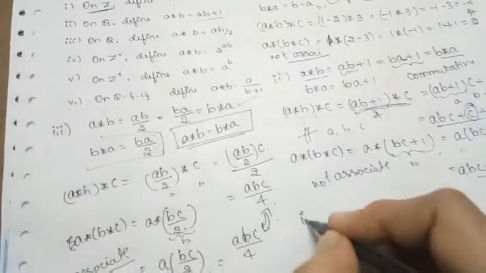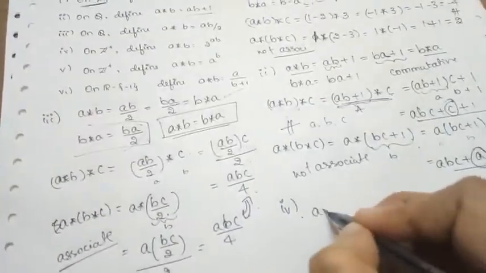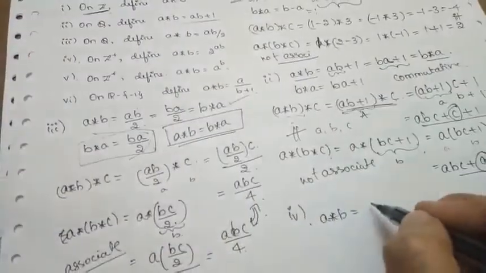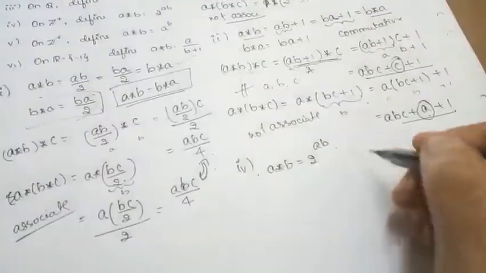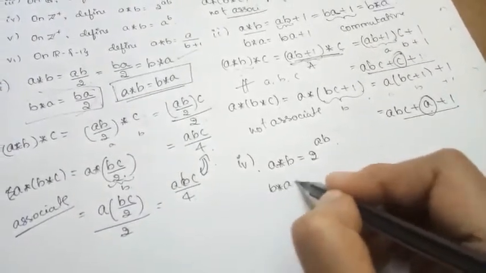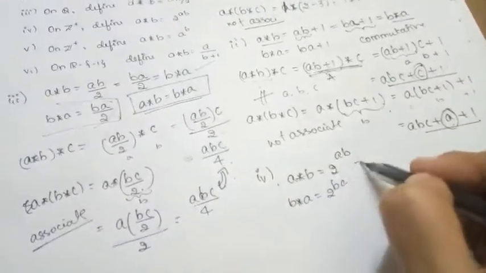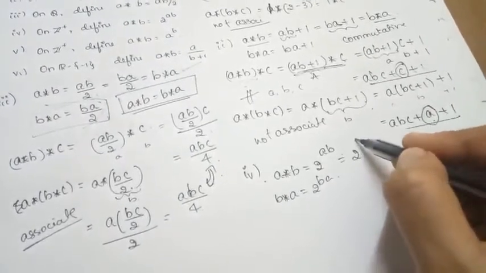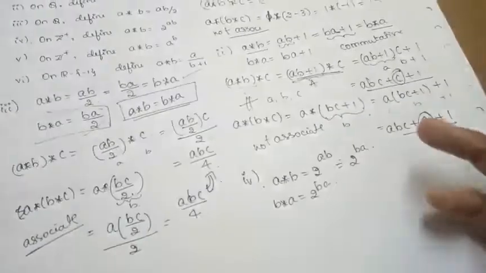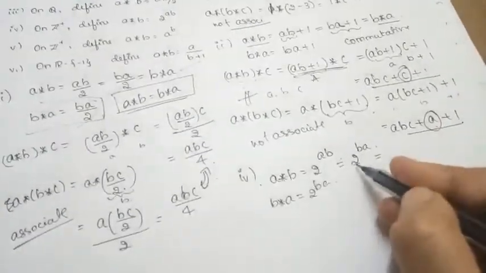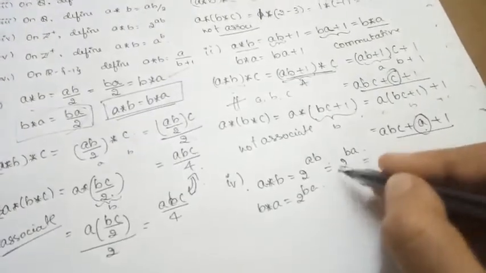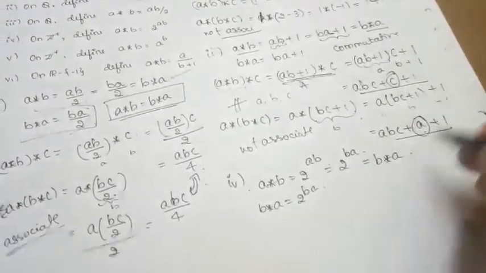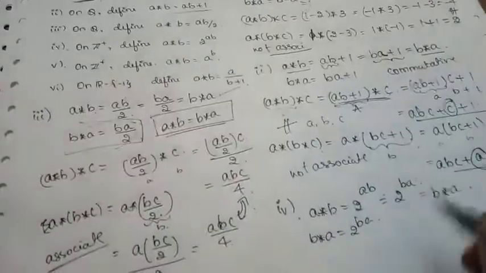So let us move to the next one, the fourth one. Here A star B is defined as 2 to the power AB. What about if I write B star A? It is nothing but 2 to the power BA. We know that AB will be equal to BA, so there is no change in the product because it is commutative already. Since these two powers are equal, we are going to get the same value, and this is nothing but our B star A. So clearly this operation is commutative.